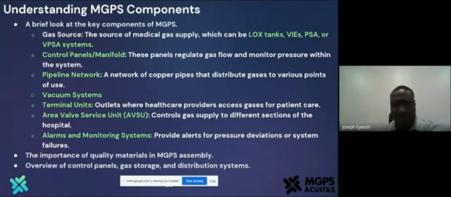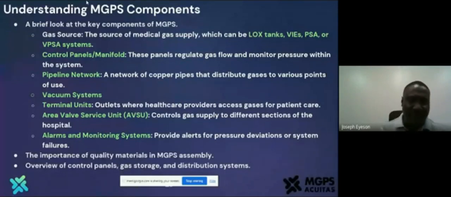Understanding medical gas component system. So MGPS is medical gas pipeline system. There are so many medical gas systems that are always being used in facilities. Now, talking of the main manifold or the VIE tanks, the PSC system or VPSC system, the control panel, that is the manifold, the pipeline system, the vacuum system, the terminal unit system, the area valve service units, the alarm for monitoring, they all form the medical gas components for MGPS.